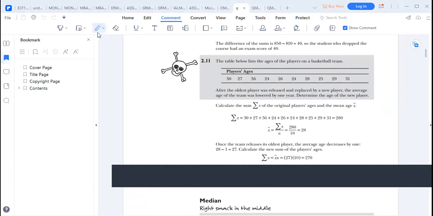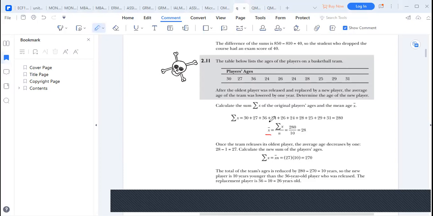And the symbol that we use for average is X bar. This is, for example, the sample mean. For population mean, we use the symbol mu. So now the question may sometimes be twisted. We are told that with this mean, after the oldest player was released and replaced by a new player, the average of the team lowered by 1 year. How then can we calculate the age of the new player? So this is where the confusion starts.